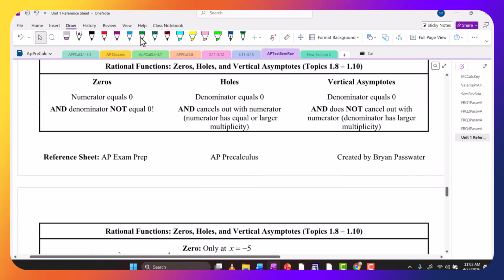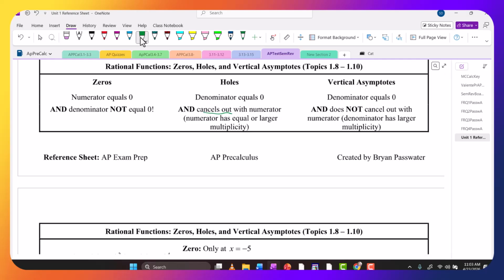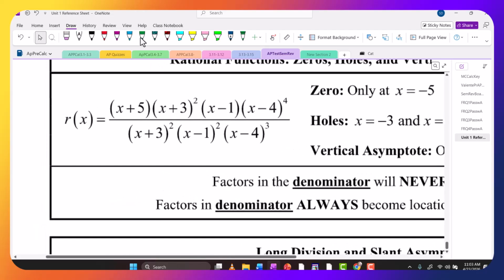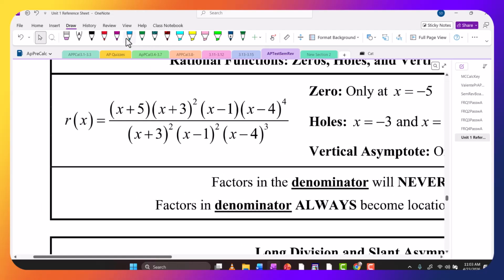We're at 14 minutes. This will probably be the longest of all the videos. Zeros are where numerators are equal to 0. Holes are when you have a cancelled numerator and denominator. Vertical asymptotes are zeros of the denominator. So, things to remember here. This is a monster. This is like a typical AP question.